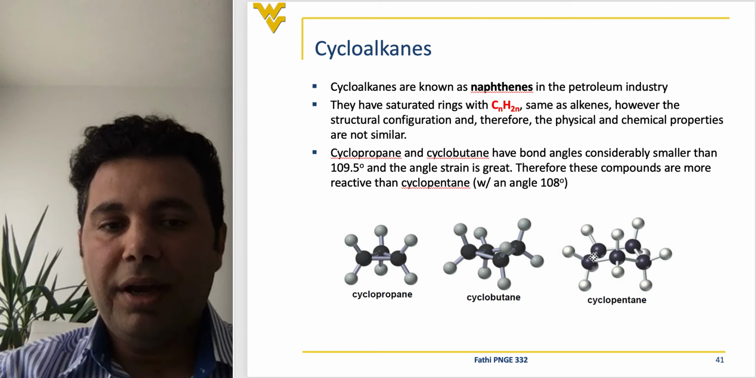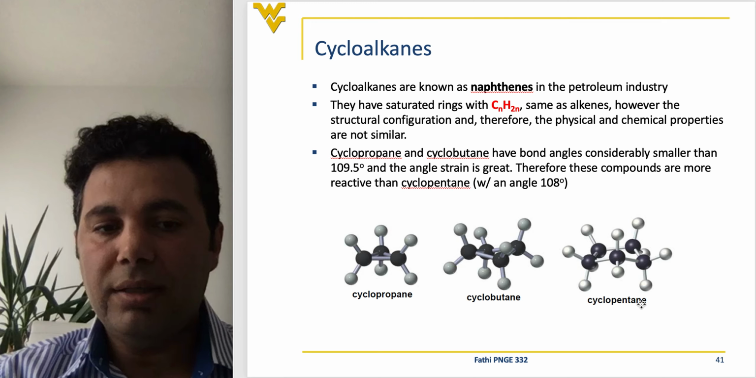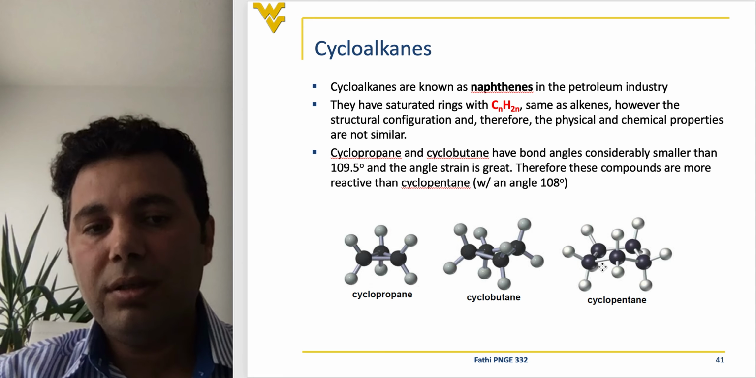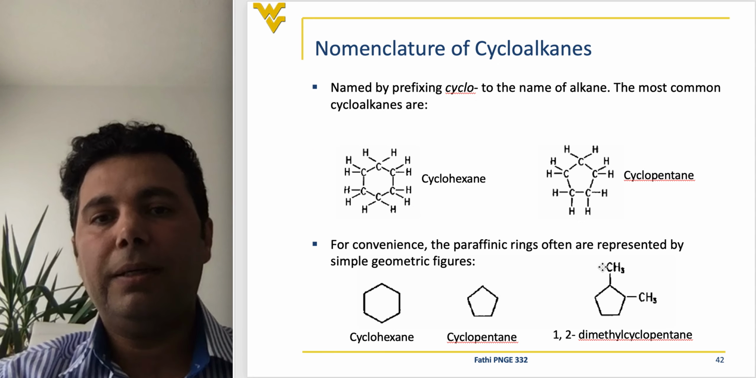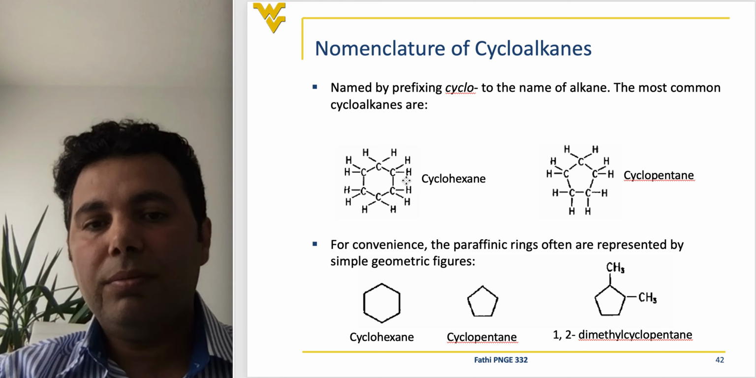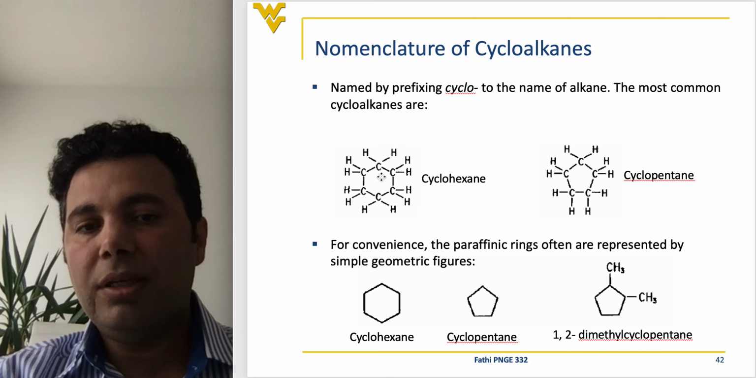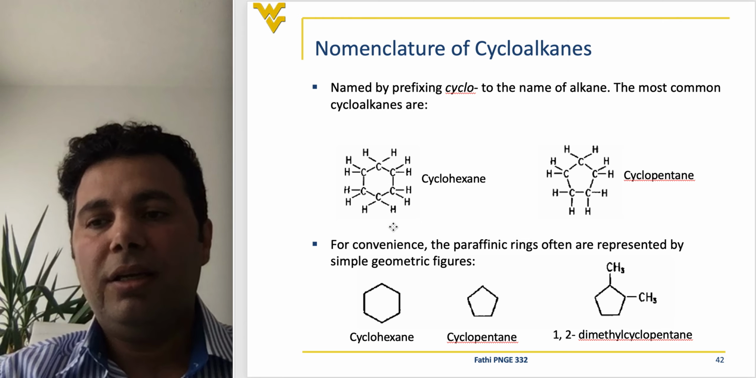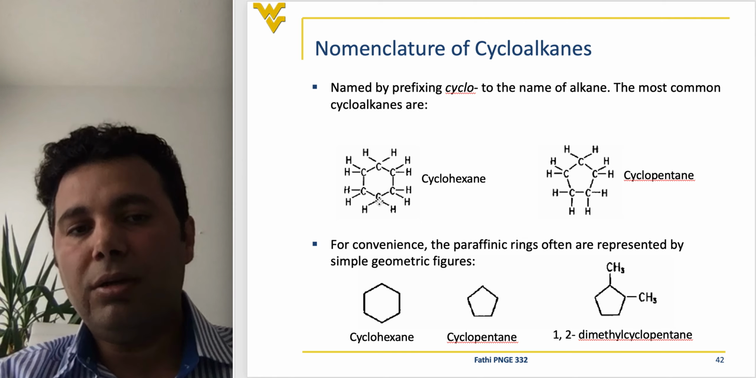Or here, I have all single bonds, ends with A-N-E. I have 1, 2, 3, 4, 5 carbons, so it's pentane. In cyclic structure, I call it cyclopentane. Some more examples. Again, all single bonds, names end with A-N-E. 1, 2, 3, 4, 5, 6 carbons. It's hexane. In the cyclic structure, I call it cyclohexane.